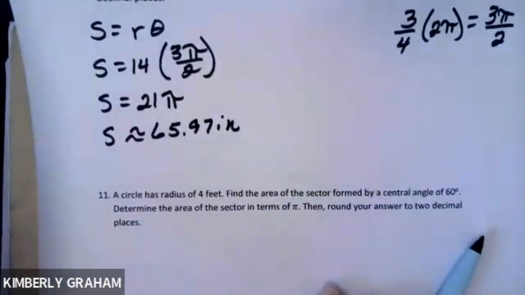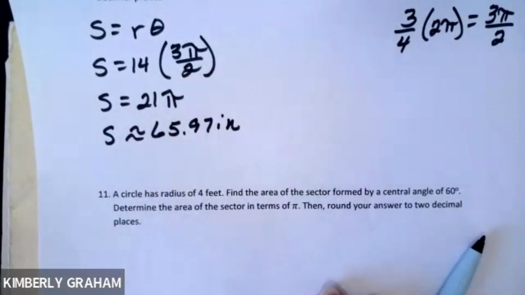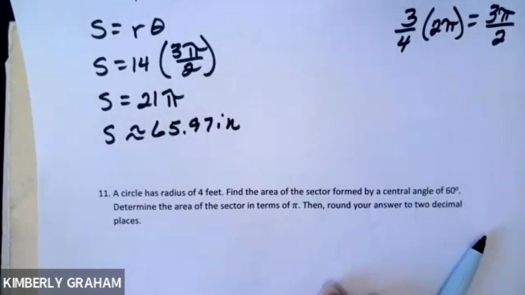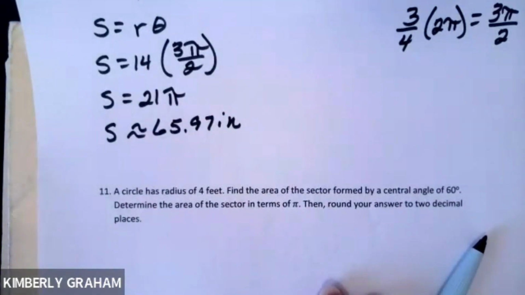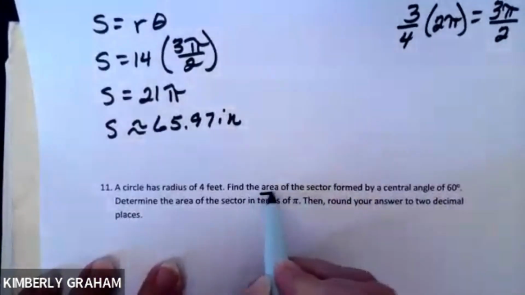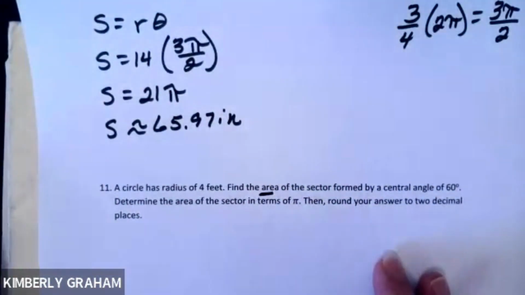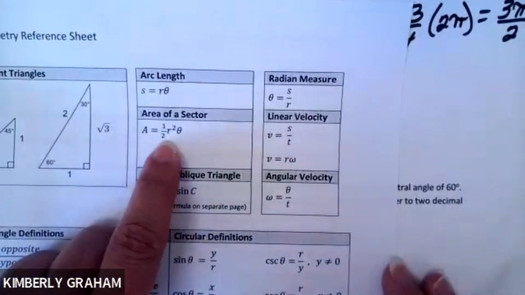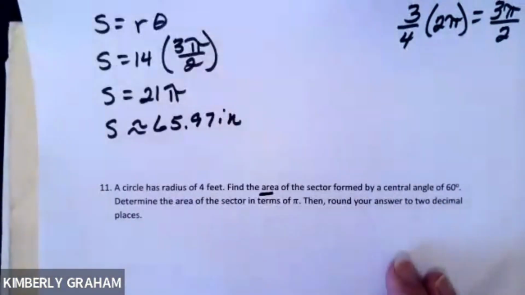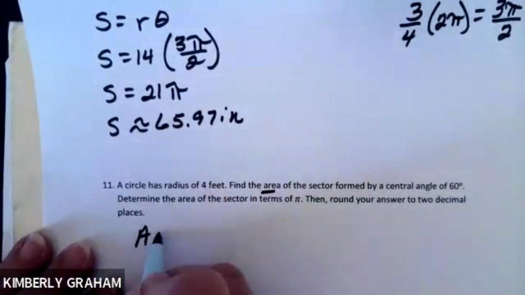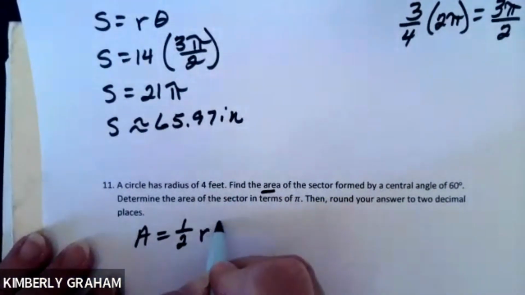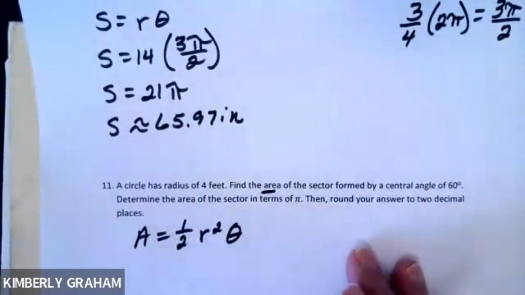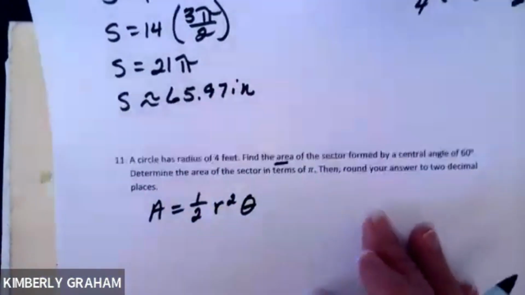Problem 11. A circle has a radius of 4 feet. Find the area of the sector formed by a central angle of 60 degrees. Determine the area of the sector in terms of pi, then round your answer to 2 decimal places. All right, so we're dealing with a different problem here. We're dealing with area, not arc length anymore. Your formula for the area of a sector is here. Area is 1/2 r squared theta. And again, theta needs to be in radians when you're using this formula.